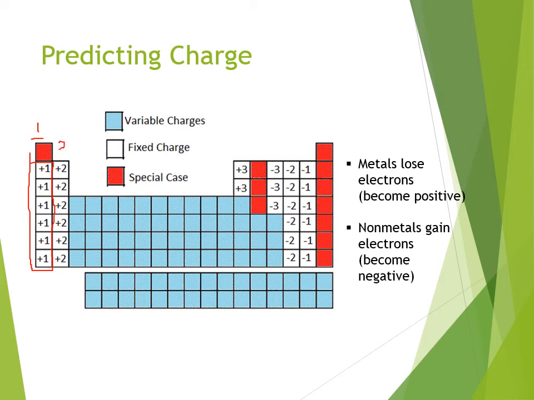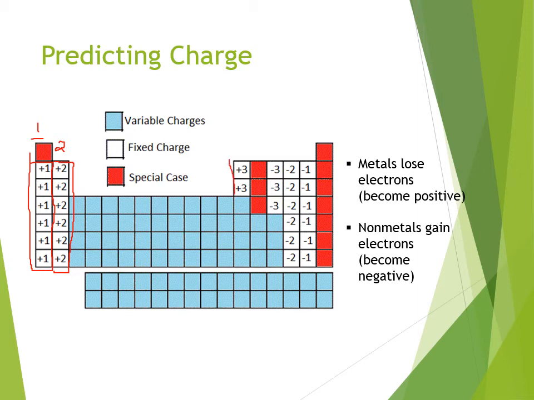Looking in group 2 here, the alkaline earth metals, notice they are always a +2. Why? Because they have 2 electrons in their s orbital. So when they give away those 2 electrons, they become a +2 charge, a +2 cation, and have a noble gas state at that point.